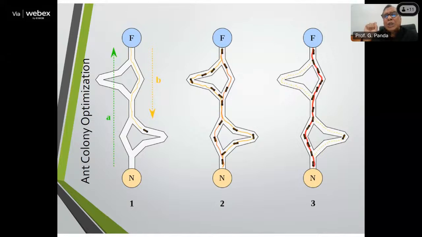Tomorrow, I will teach for 1 hour, at least ant colony and maybe cat swarm optimization algorithm, very clearly, in a very simple way, with examples. Try to attend my lecture tomorrow.